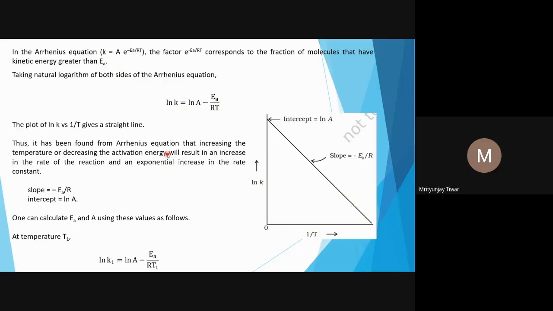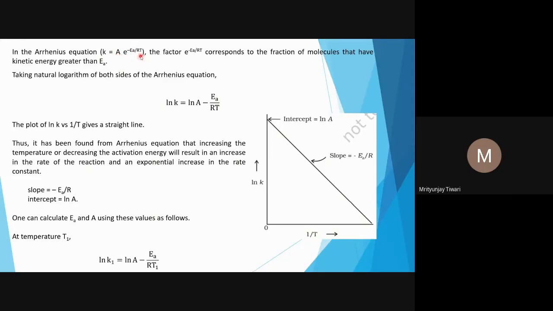And the slope of this plot is, as we know, minus EA by R, and the intercept will be ln A. This thing we have seen here. One can calculate E and A. So, in this Arrhenius equation, there are two things: the activation energy and the pre-exponential factor.